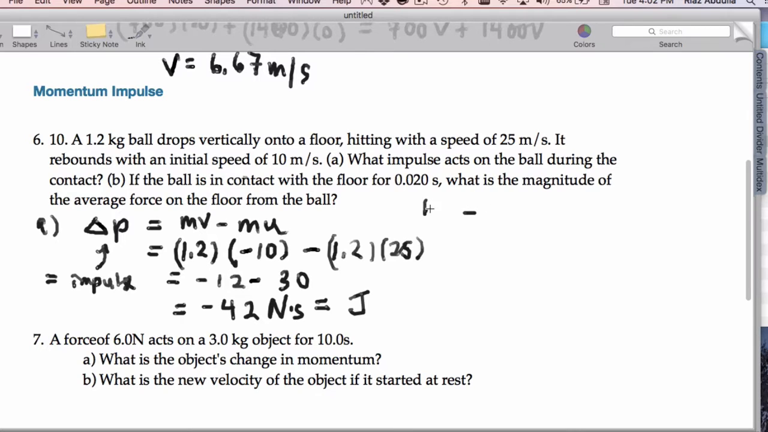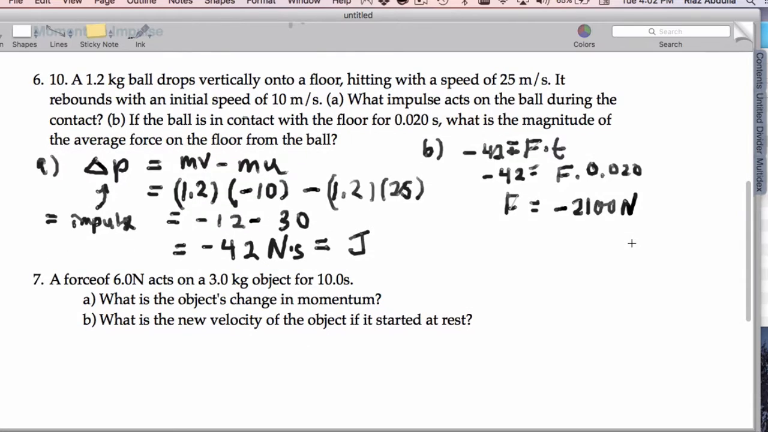Now we can say for part B, negative 42 equals F times the contact time. So negative 42 equals F times 0.020. And that's going to give us a contact force of 2,100 newtons. Let me make sure I have that right. So 42 divided by 0.02. Wow, 2,100 newtons. Pretty impressive force.